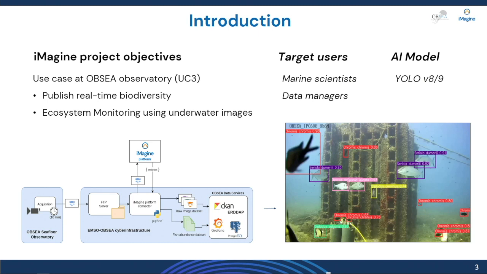Here is the workflow. In the first step, we have the acquisition of the images, and then we store them in an internal server to then use the iMagine platform for doing the inference once the model has been trained. And then we can store and use tools like Grafana, which is useful, and we are going to see it later. This is an example of an image with the detections, with a bounding box for each fish classification.